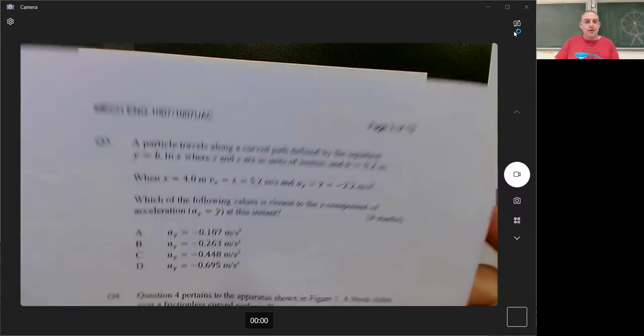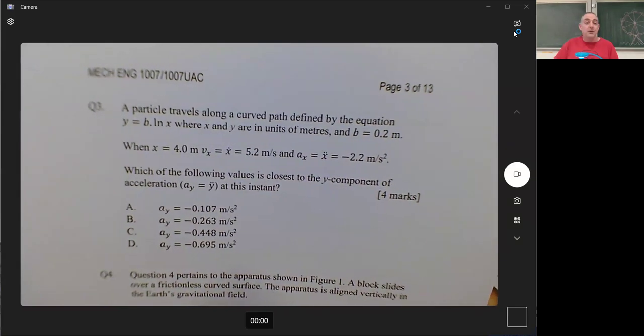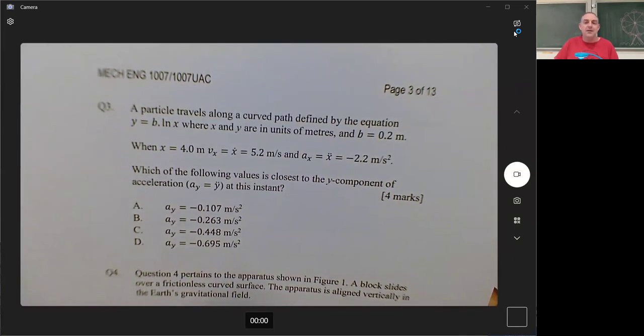Okay, I'll do one more. Or maybe we'll see. A particle travels along a curved path defined by the equation y is b times ln x, where b is 0.2. Okay.